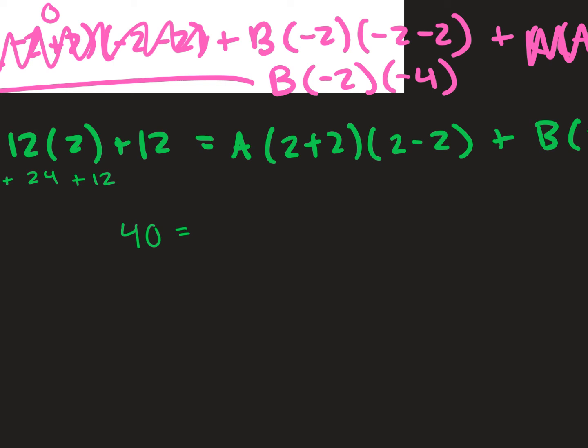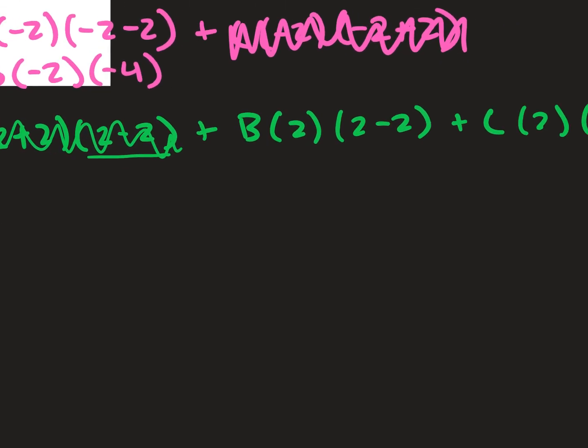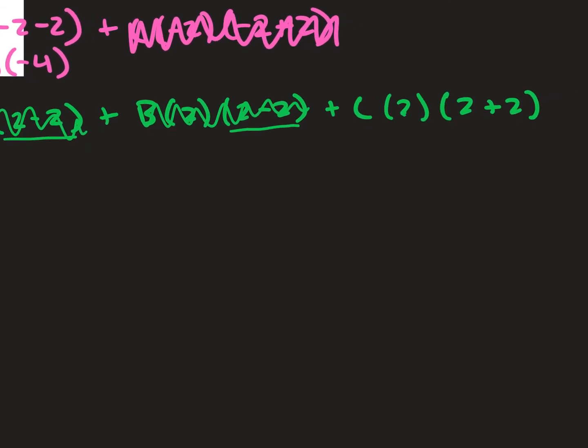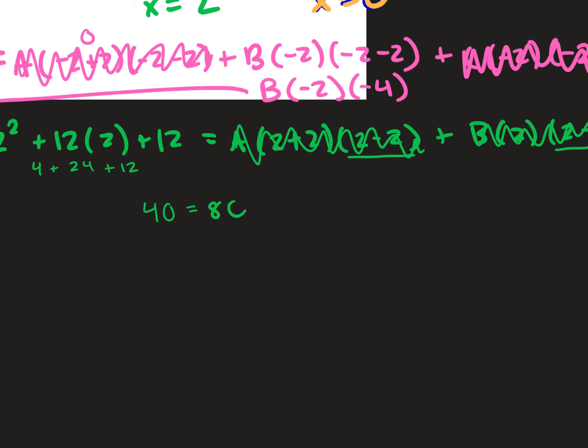What happens to a? It cancels because I have 2 minus 2, which is 0, so a goes away. What happens to b? Cancels again because I have 2 minus 2, which is 0, so b goes away. And then I'm just left with c. So 2 plus 2 would be 4. 4 times 2 is 8, so this is 8c. So 8c is equal to 40. Divide both sides by 8. So what does c equal? 5.